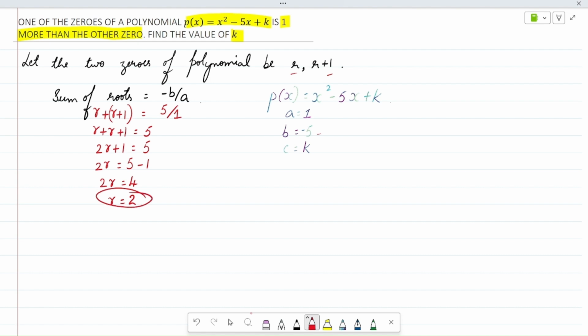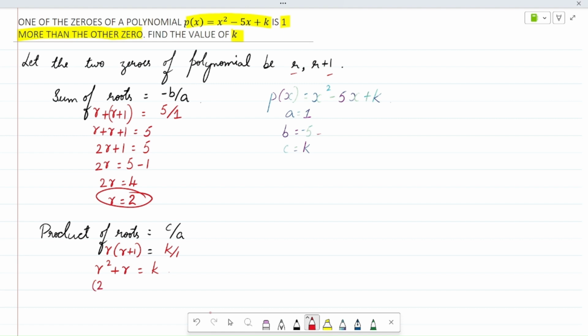Okay. So now what? I have one more thing with me. What is that? Product of roots. I also have a relation regarding the product of roots. So what is that? Yes, exactly. That's c by a. So now the product of roots, I can write as r times r plus 1, which is equal to c by a, where c is k and a is 1, so k by 1. So now it's r square plus r equals k. And I know what r is already. R is 2.